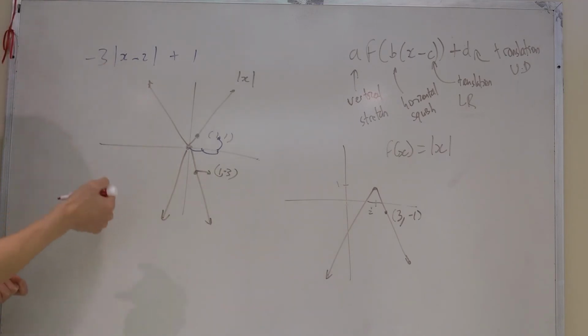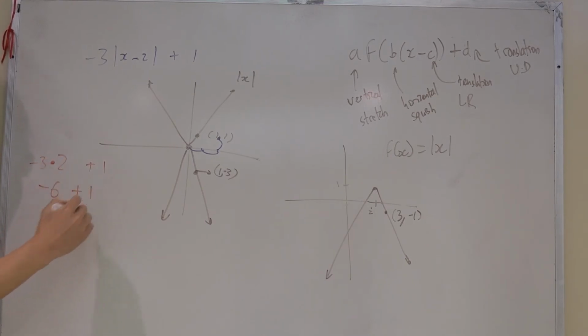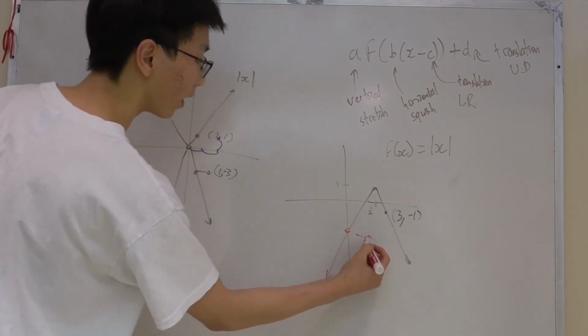If I put a 0 in here, I just get negative 3 times the absolute value of negative 2, plus 1. The absolute value of negative 2 is just 2, and negative 3 times 2 is negative 6. Negative 6 plus 1 is minus 5. So this intersects at minus 5.